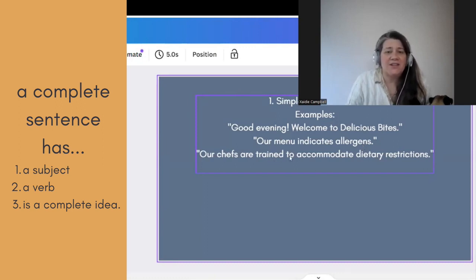Our chefs are trained to accommodate dietary restrictions. Now, you can argue whether or not this is a simple present tense. If you say that trained is an adjective that describes the chefs, then it's a simple present tense. If you say that trained is the past participle, then this is a present passive sentence. So you could argue either way.